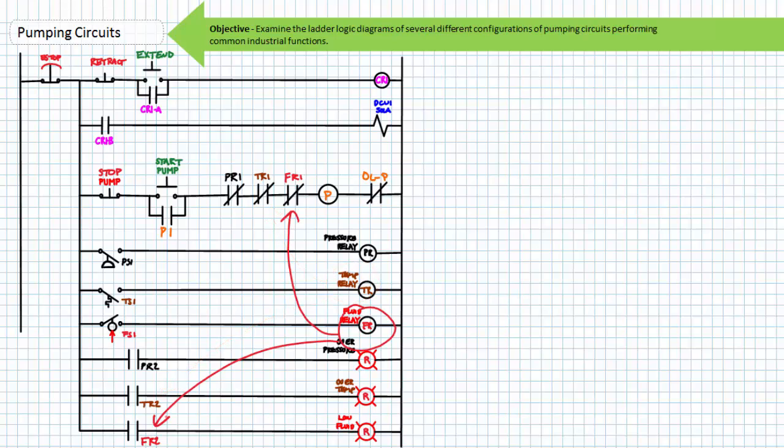Finally, if float switch 1 registered unusually low fluid level in the reservoir, it would close and energize the fluid relay coil, FR. The associated FR1 contact would open and de-energize the P contactor coil. The associated FR2 contact would close and turn on the low fluid pilot lamp.